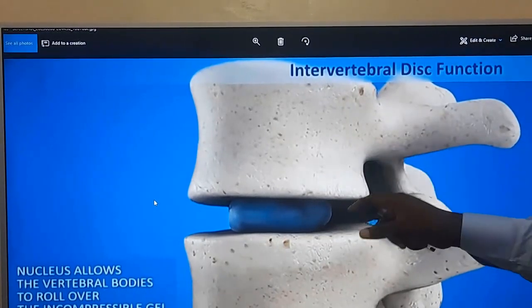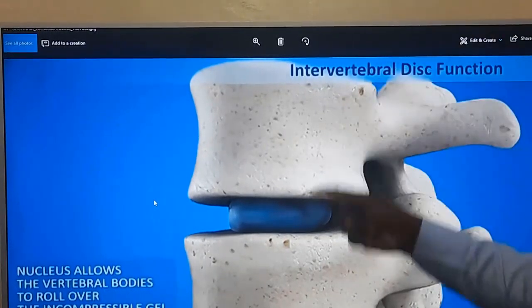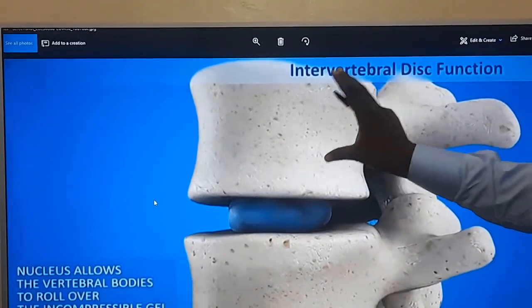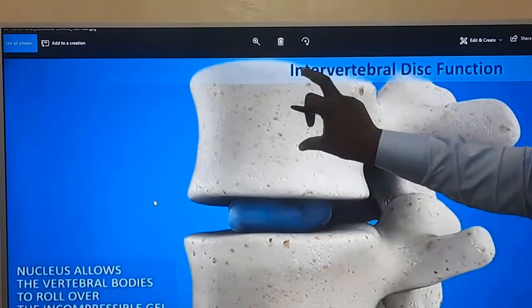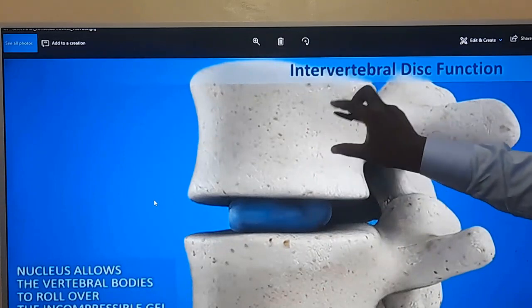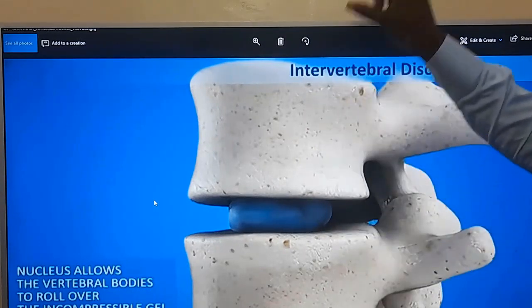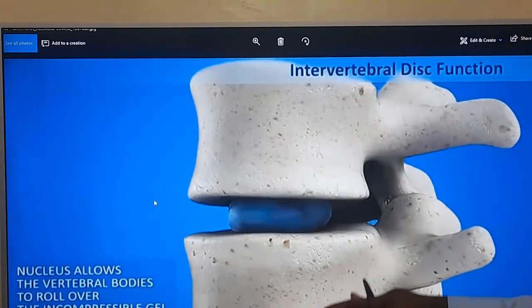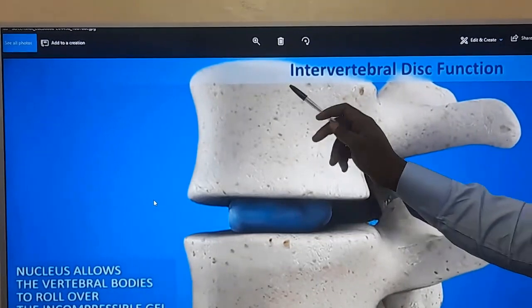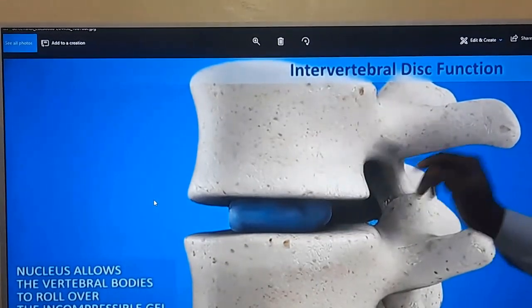Remember we have said that the spinal cord, the spinal column, the spinal region, they are all separated by discs. These are intervertebral discs. 1, 2, 3, 4, 5. About 33 of them that we have sum up to be the spinal region, and they are all arranged according to this.